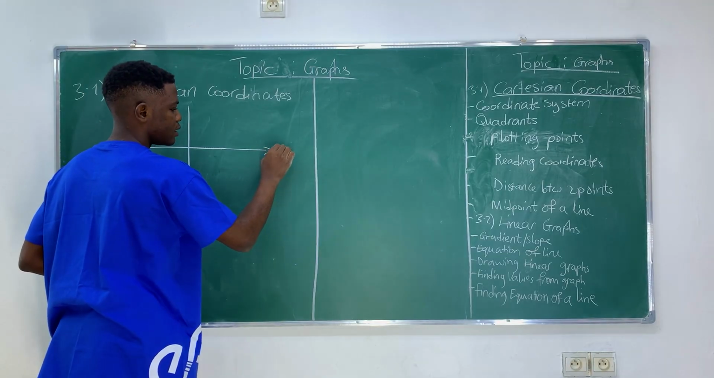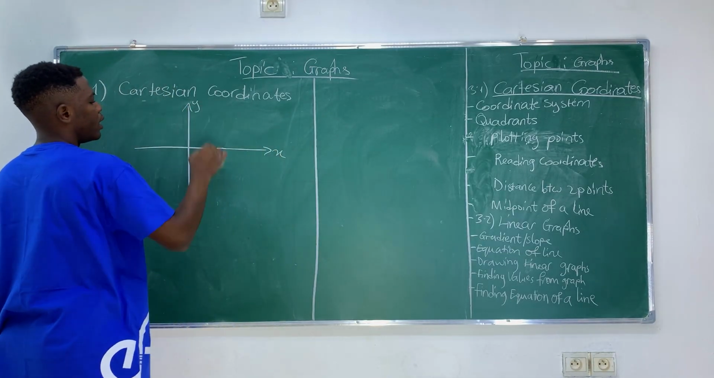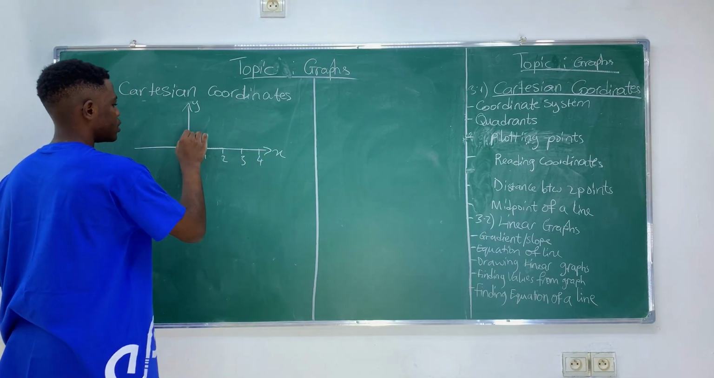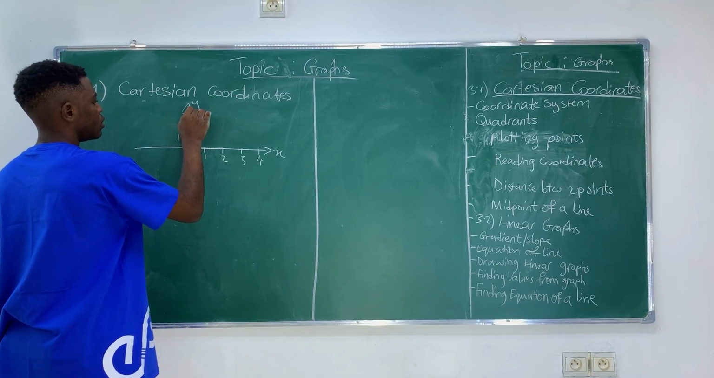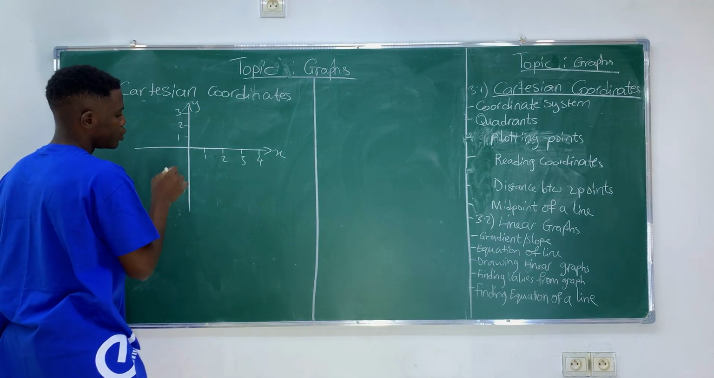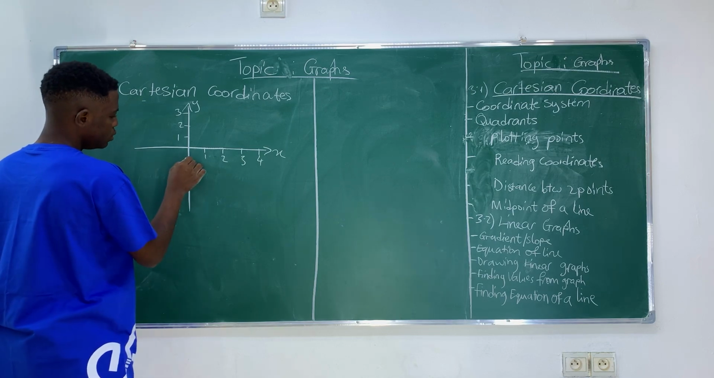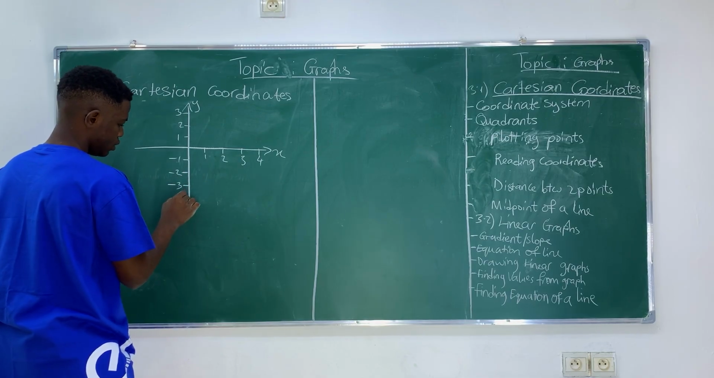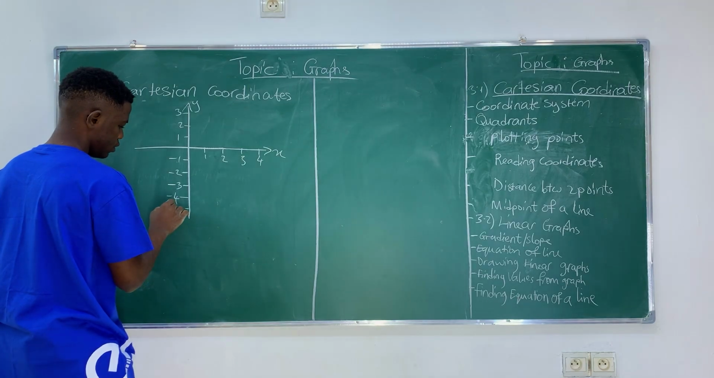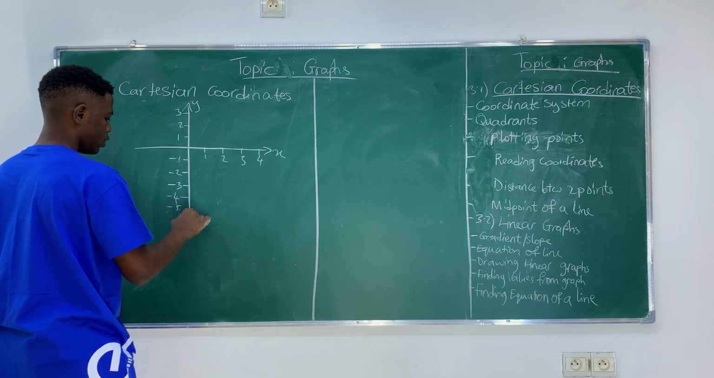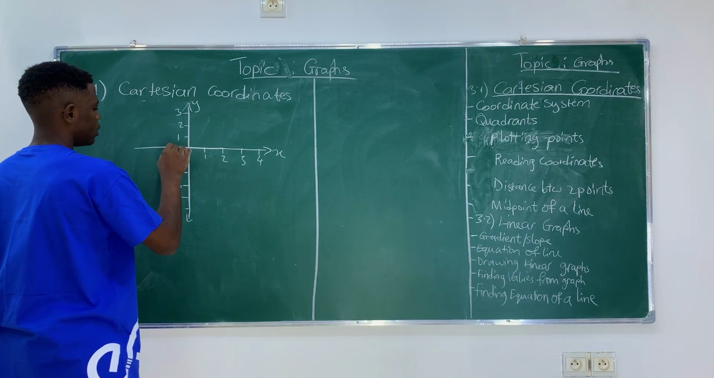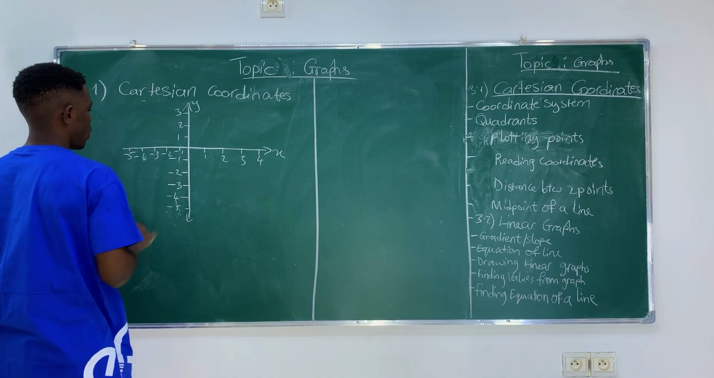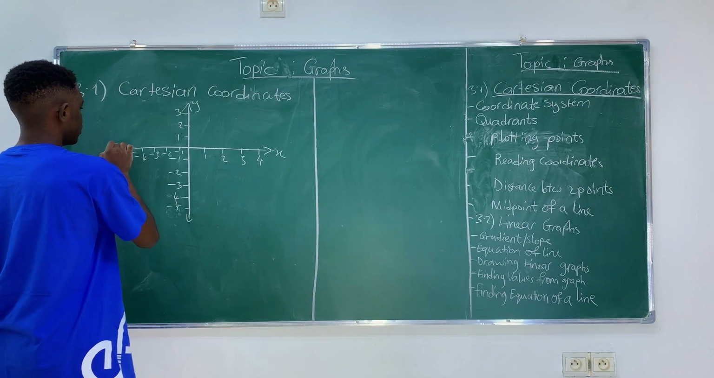Okay, remember this is the x-axis. This is the y-axis. This is 1, 2, 3, 4. This is 1, 2, 3. It can continue to here. This is going to be -1, -2, -3, -4. And down here -1, -2, -3, -4. Let's use that.